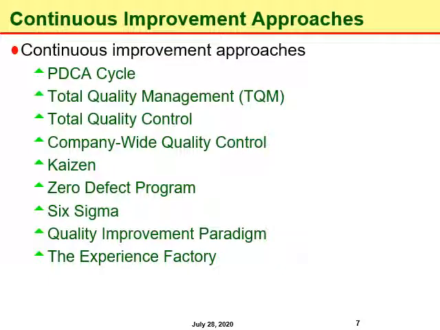There are different types of continuous improvement approaches, such as PDCA cycle, total quality management, total quality control, company-wide quality control, Kaizen, zero defect program, Six Sigma, quality improvement paradigm, and the experience factory. In this video, we will discuss only two widely known approaches, such as the PDCA cycle and the TQM.